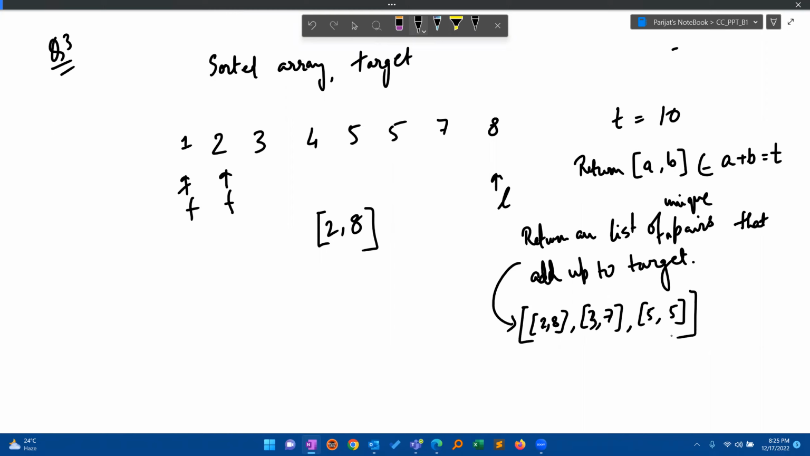Sir, using just the previous method, but when we have encountered a pair, we would increment the first pointer. Okay, so you are saying you will increment the first pointer. Yes. So if I have the array like this, what will be the answer here by your logic? 8, 2.